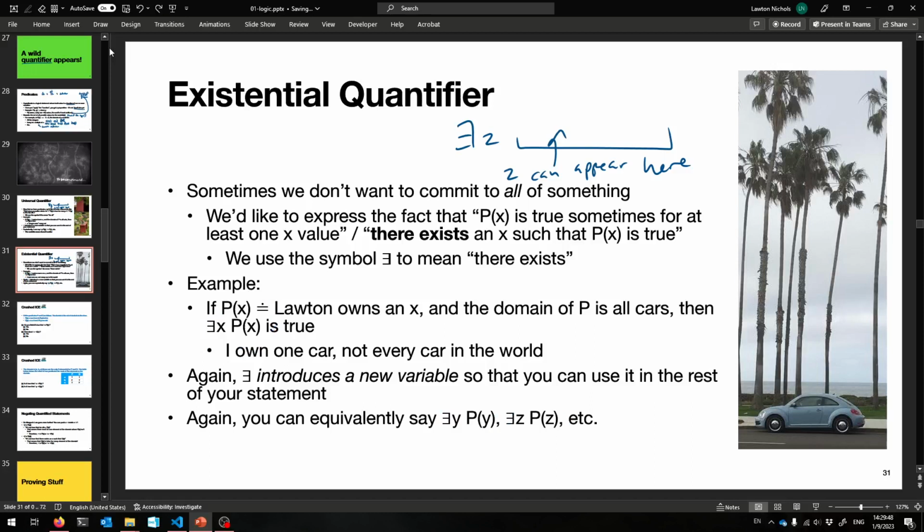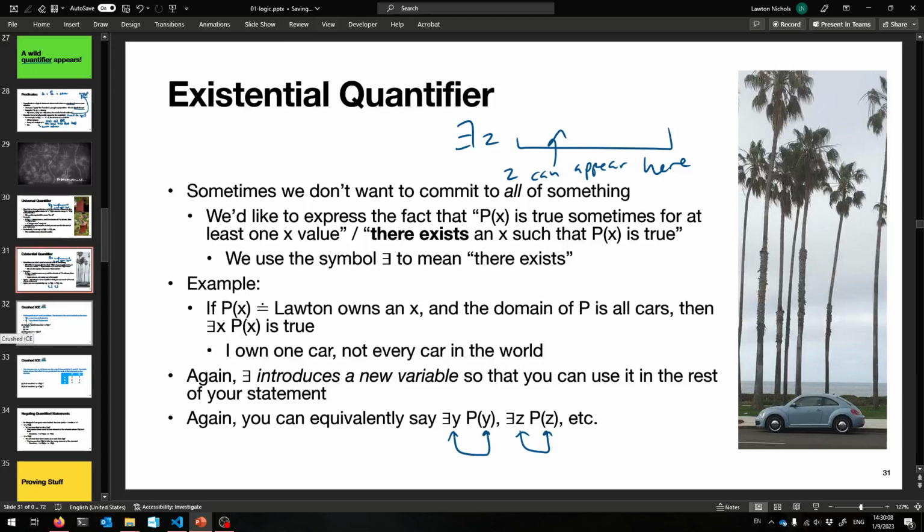Those are all saying that there exists a car such that Lawton owns that car. It's just the variable is a way to specify the one we're talking about. All right? That's the idea. As long as you're consistent, as long as these match, it's always the same. Okay? So that's the existential quantifier.